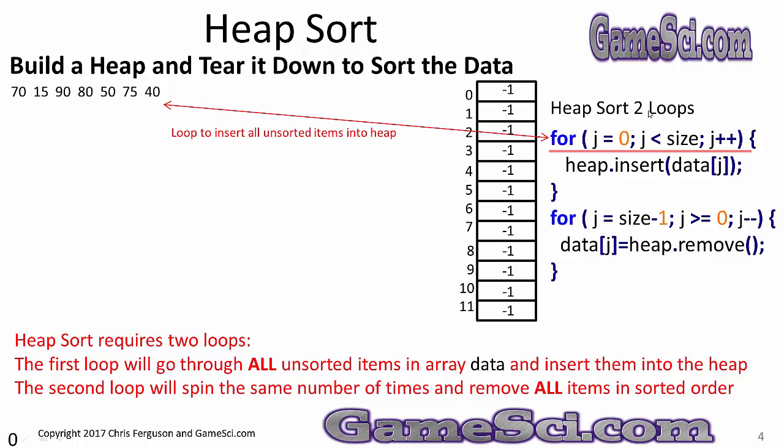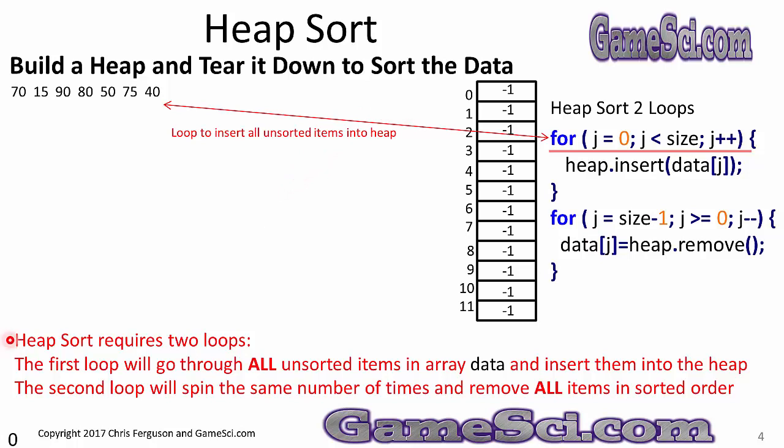Heap sort has 2 loops. This first loop is going to spin over and over and call insert. It's going to insert, insert, insert each of the items, building up the heap. Then the second loop is going to spin and remove, remove, remove. I'm going to remove all the items out of the heap in a sorted order.